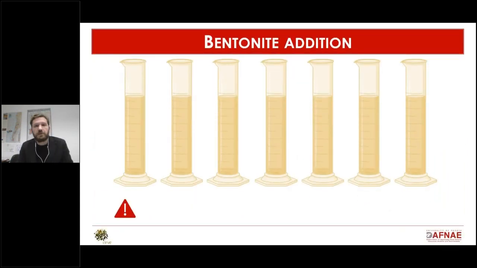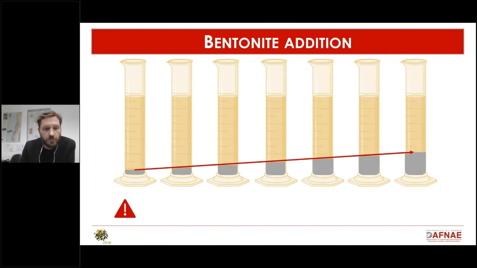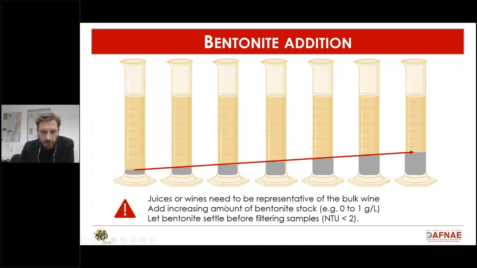Then it's time to add the bentonite in increasing amounts to the same juice or wine. So you take your wine, you fill cylinders with the same amount, and you add increasing amounts of bentonite. This means that the more bentonite you add, the more protein you will remove from that wine. So it's important that the sample, whether it's juice or wine, is representative of the tank that needs to be treated. Okay, so sampling is also quite important. For example, having the same amount of solids. And the bentonite normally starts from no addition to additions that can be 1, 1.5, 2 grams per liter, depending on how unstable the wine is.